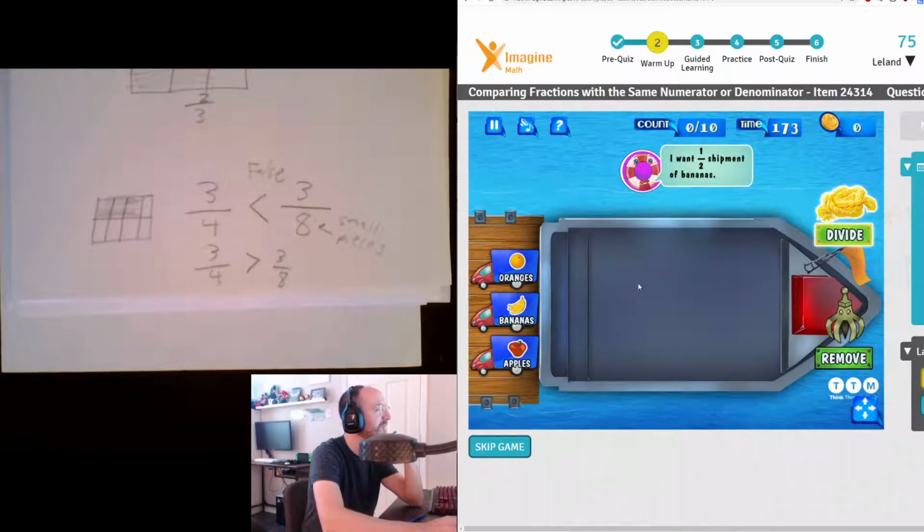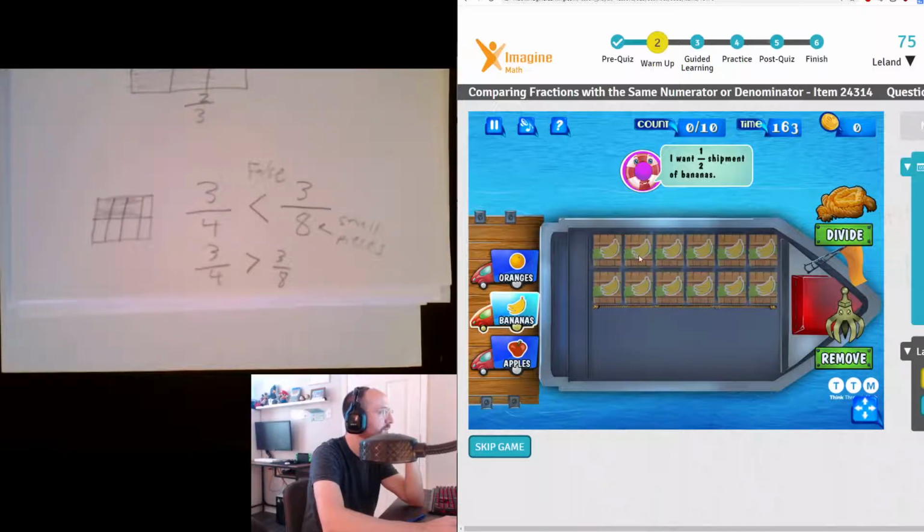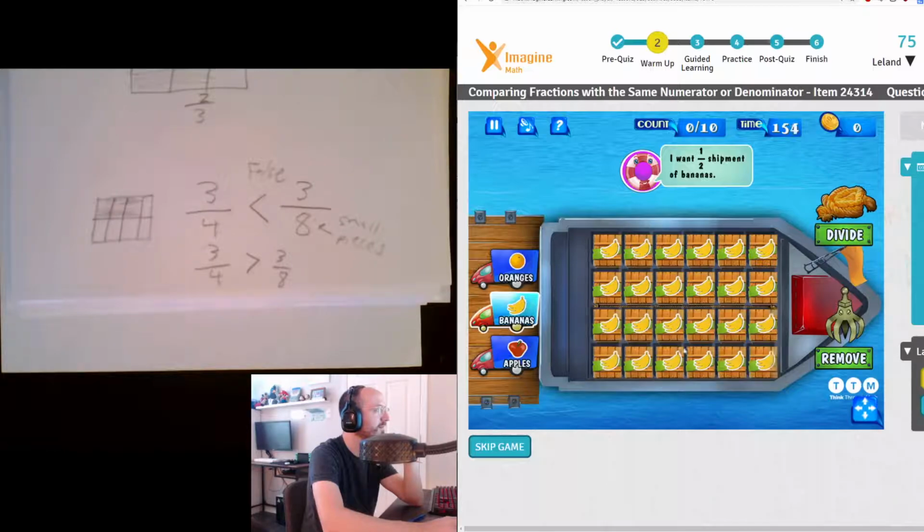A half of bananas. So, can I cut it right down the middle? Is that good? What does divide mean? They're all of it? Oh no.